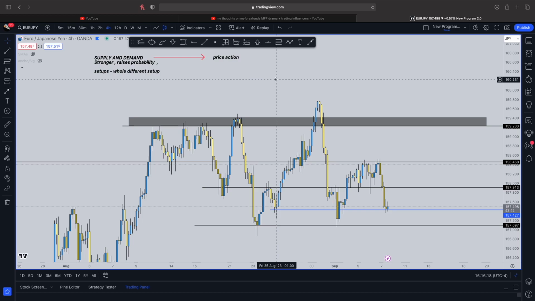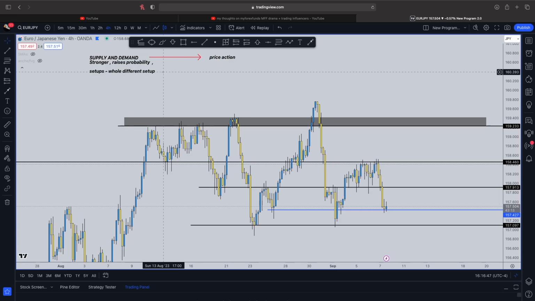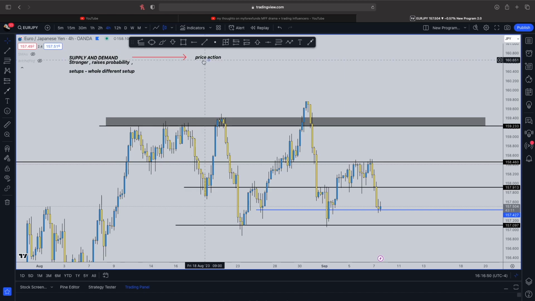But we're just going to mark off the basics. A supply and demand area is a much stronger support and resistance area that raises the probability. Because it's stronger, it's going to raise the probability of price breaking through that level or bouncing off that level, whatever you're hoping to do. This is a different type of setup. So just to go over it again, this setup doesn't need all the confluences. If you have them, cool, that's even better. But you don't need the Fibonacci, the trend line, the moving averages, the head and shoulders. You simply need supply and demand, and you need price action.